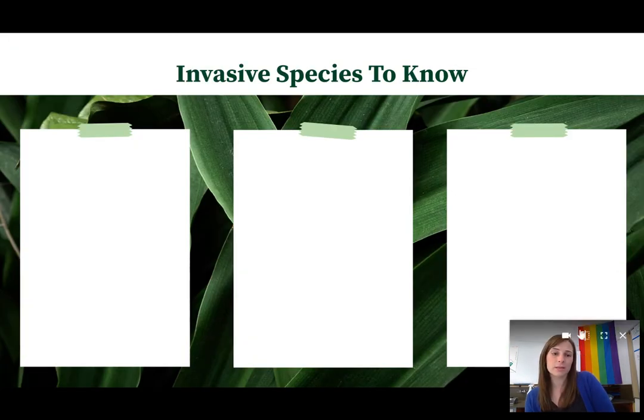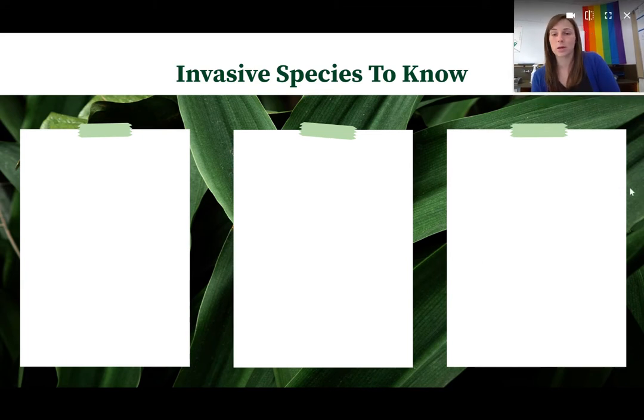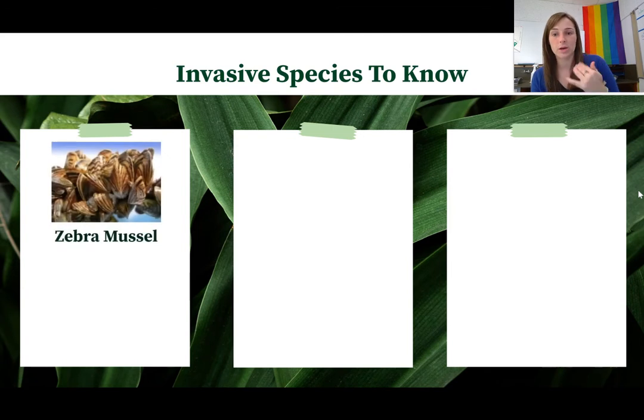So here are some invasive species that you need to know about. These sometimes will show up on the AP exam. There's some very common examples, so you want to make sure that you specifically know these ones. The first one is zebra mussels, which I just showed you a picture of on the boat motor in the last slide. Zebra mussels are called zebra mussels because they kind of look like zebras. They are striped in that way.